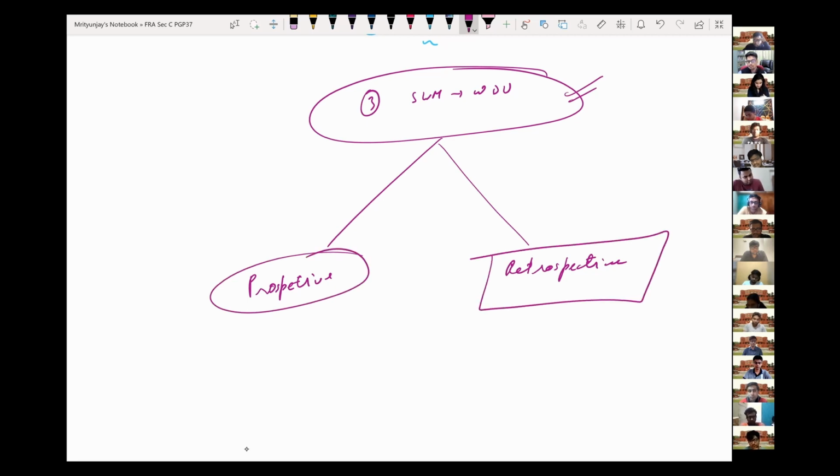Now, what do they stand for? Here, the retrospective word has its dictionary meaning. What is the dictionary meaning of the word retrospective? Anybody?